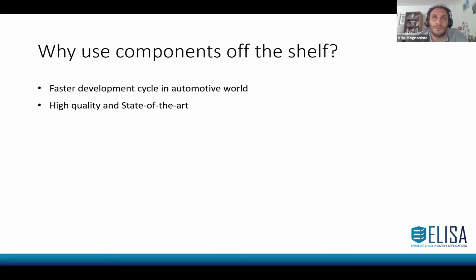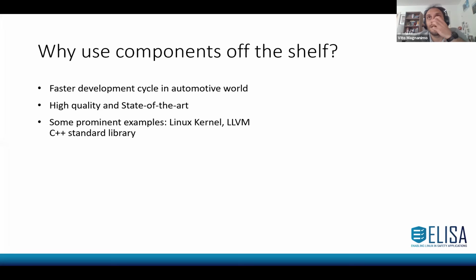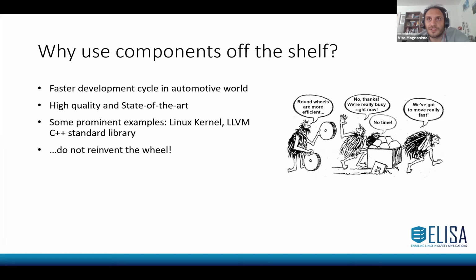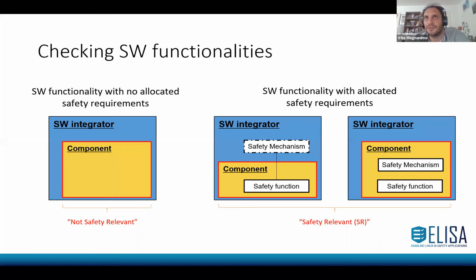So we have some prominent examples. The first one is the Linux kernel, which is basically the topic of this project. But we have also other examples like the C++ standard library coming from the LLVM project, which is also a quite prominent and good example to think about. Of course, by using open source components off the shelf, we basically do not want to reinvent the wheel in this case. So let's jump into the core of the presentation. I will now hand over to Roberto, and I will take over again later. So Roberto, please, you can continue.